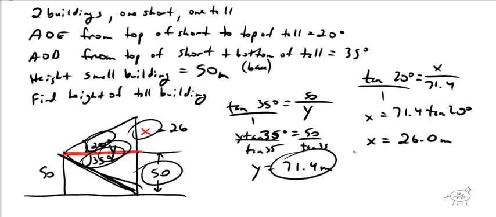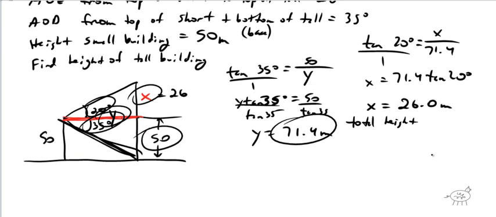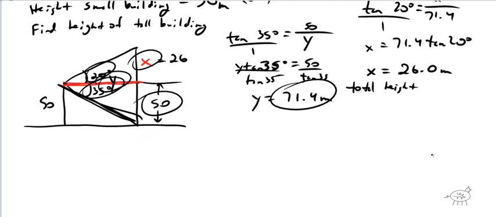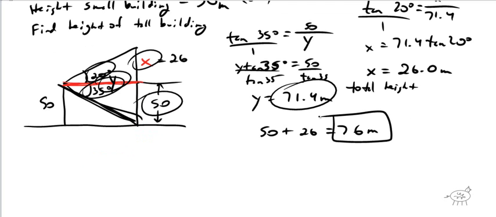Okay, so that's pretty easy, 26 meters. And so then the total height, of course, is the short building plus that part on top. So let me move this down a little bit. So it's basically going to be 50 plus 26, which is 76 meters. Don't forget your units. Okay, so that's this whole height right here.